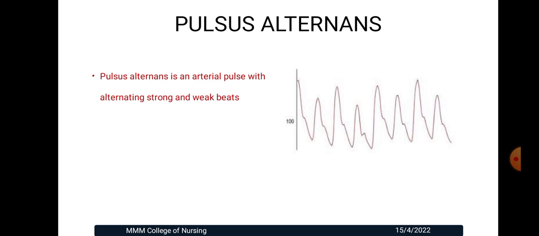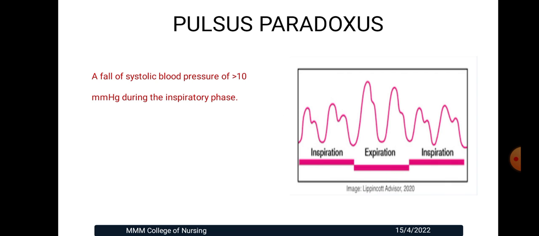Coming to the pulsus alternans. The pulsus alternans is an arterial pulse with alternating strong and weak beats. And coming to the pulsus paradoxus. In pulsus paradoxus, there is inspiration, expiration and inspiration. We'll see in the picture. It is a fall of systolic blood pressure of greater than 10 mmHg during the inspiratory phase.